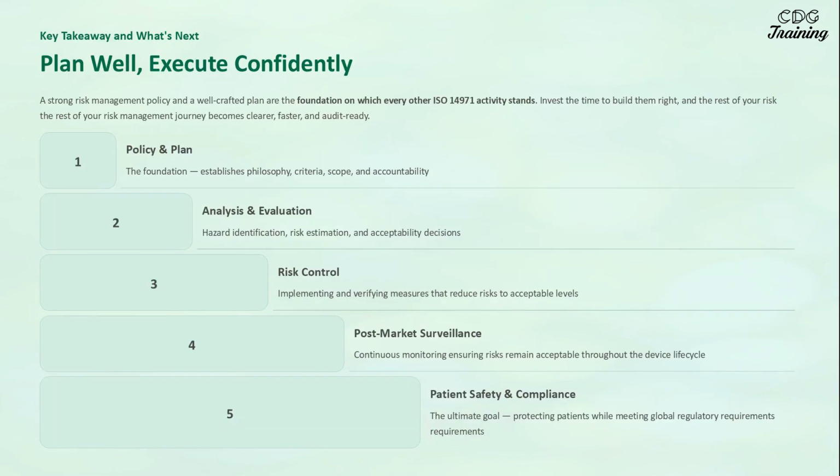A well-crafted plan is the foundation of every ISO 14971 activity. With the right time and effort, your risk management journey becomes clearer, faster, and audit-ready.